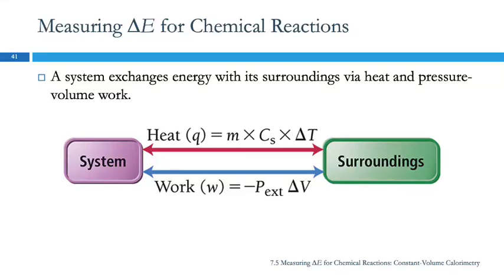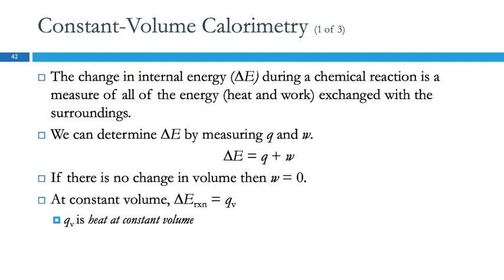We've been talking about how a system can exchange energy with its surroundings. That can happen by heat, caused by a temperature difference, or by pressure-volume work. So the heat is equal to mc delta T, and the work is negative P delta V. You can have work going to the system and heat going to the surroundings, or they can both be going in the same direction. All the combinations are possible.